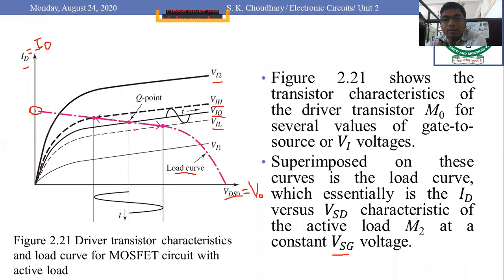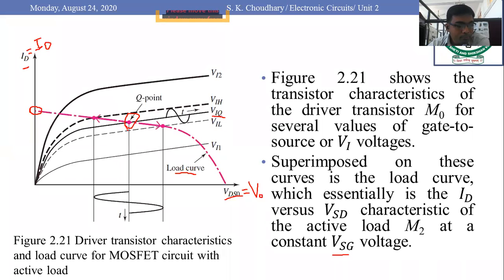Now, there is a point where the load curve and the transistor characteristics intersect each other, and this is defined as the Q point. We only take the case when Vi is equal to VIQ, because here we get the maximum symmetrical swing. So here you can easily see the input voltage we have applied, and we get an amplified version of the output voltage, which is 180 degrees out of phase, corresponding to this Q point.